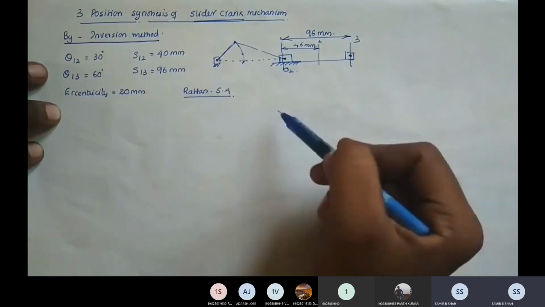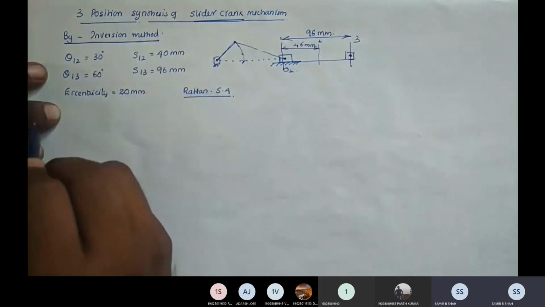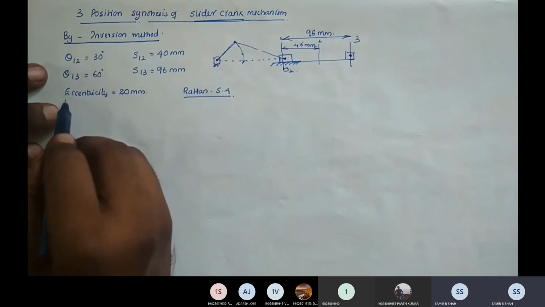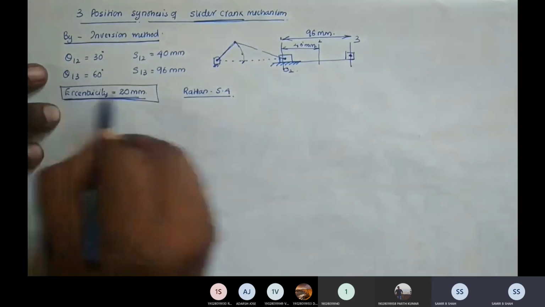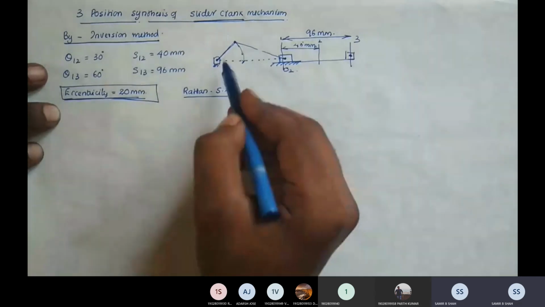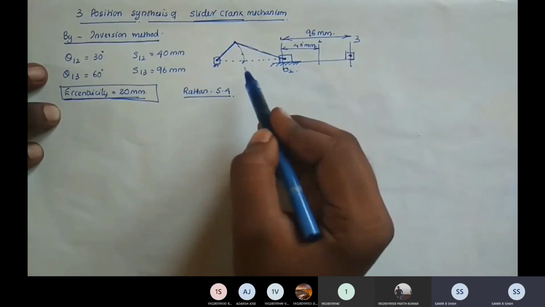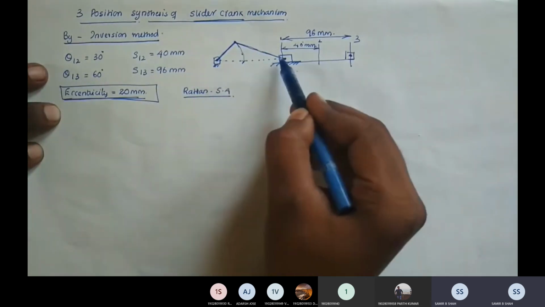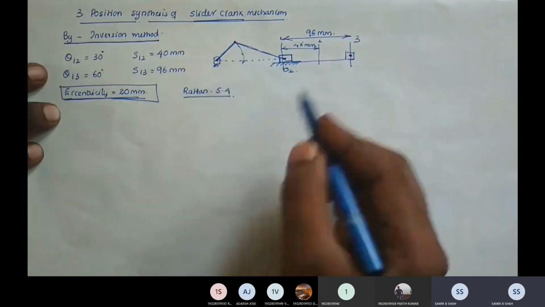Now we are going to see how to synthesize the mechanism. In this question also, in a similar manner, no length is given. In this question, an eccentricity factor is given. What is meant by eccentricity in the slider crank? Here in this figure, there is no eccentricity, that means the eccentricity is zero. Eccentricity is the distance between this fixed point and the slider surface, that means this parallel distance between the surface and this fixed point.